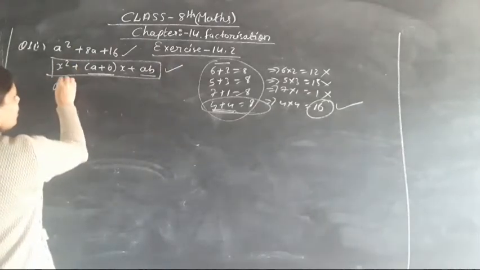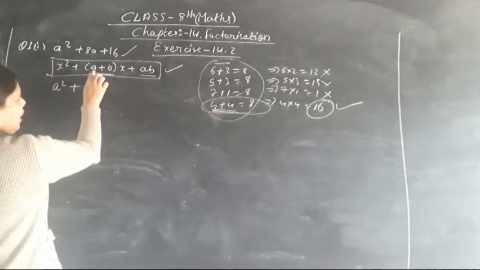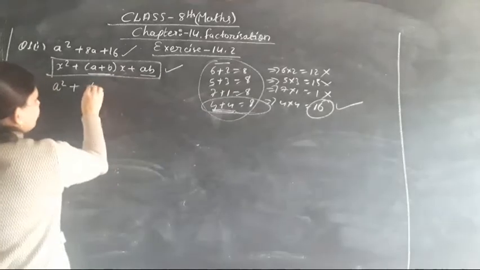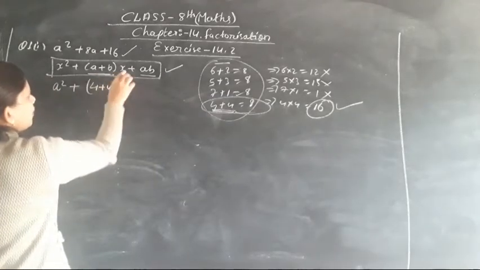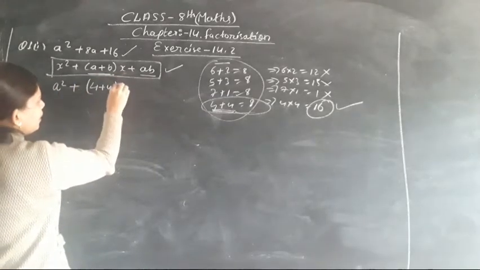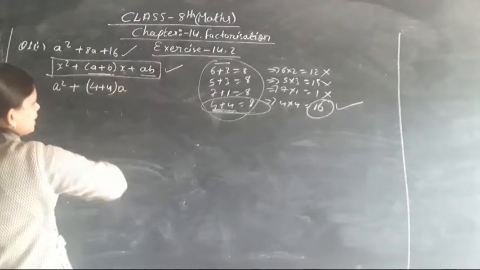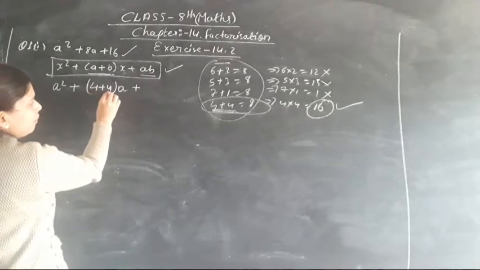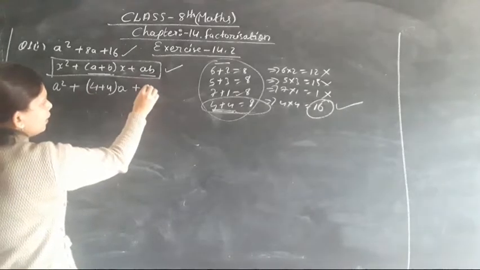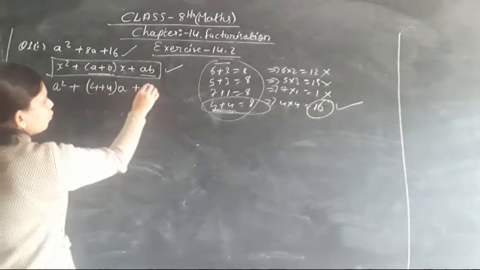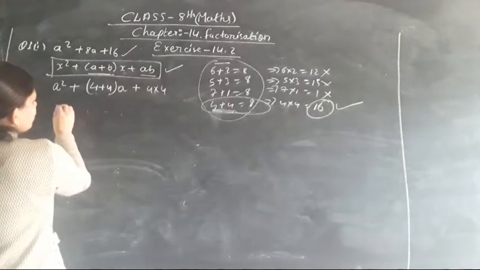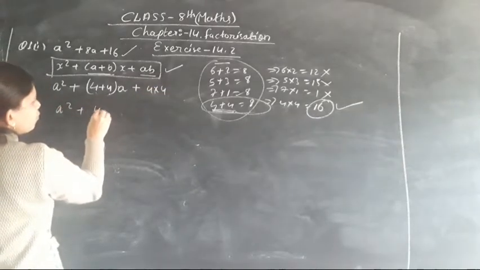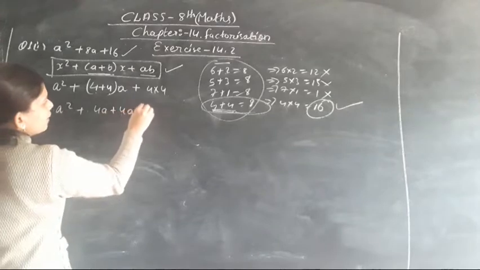So a will remain as it is, plus (a plus b), that means 4 plus 4, and in place of x we will keep a, plus ab. Here the a value is 4, the b value is also 4. So a into b, that means 4 into 4, will be 16, isn't it? So a square plus 4a plus 4a plus 16.